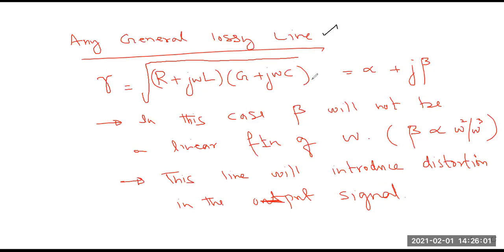Now with this concept, let's consider another possibility. If we are having a general lossy line, which is having a propagation constant like this, in this situation beta will not be a linear function of frequency. But there is one possibility: if we design our general lossy line in such a manner that it fulfills this criterion. So let me state the criterion.